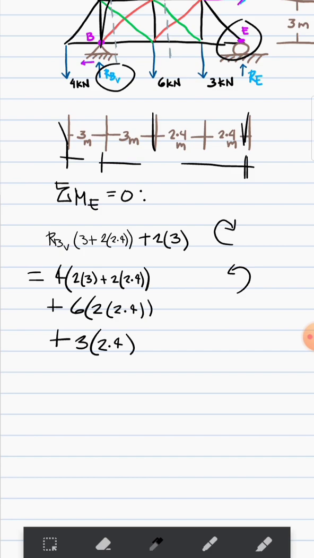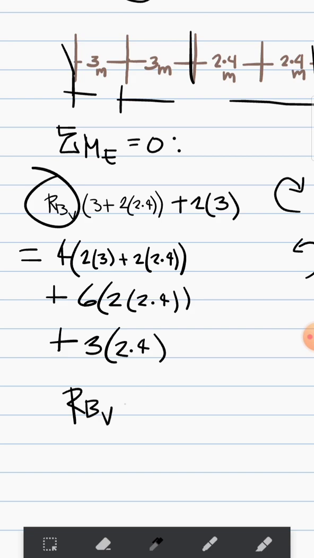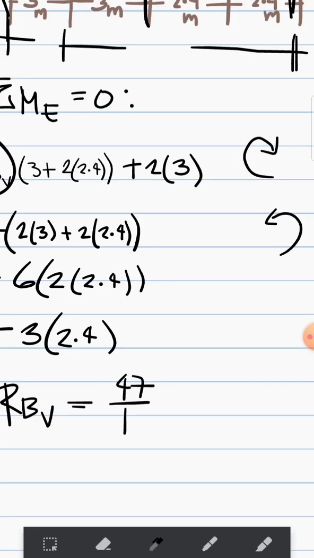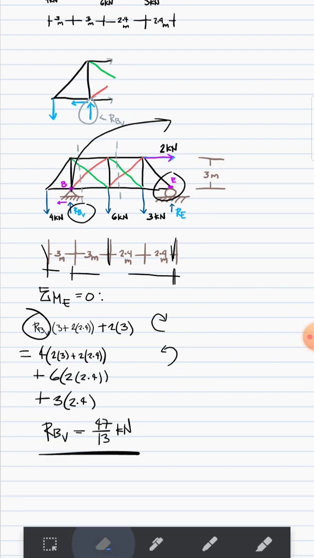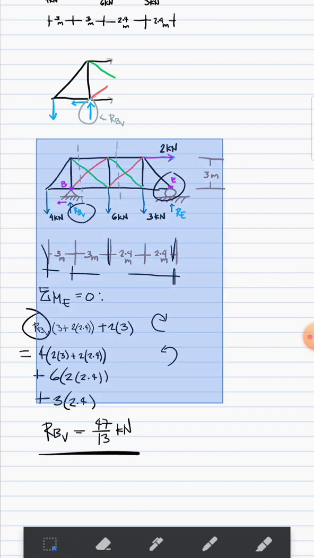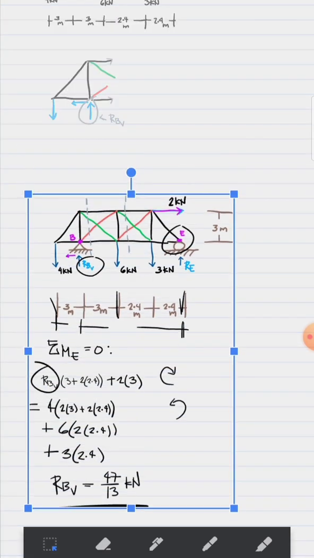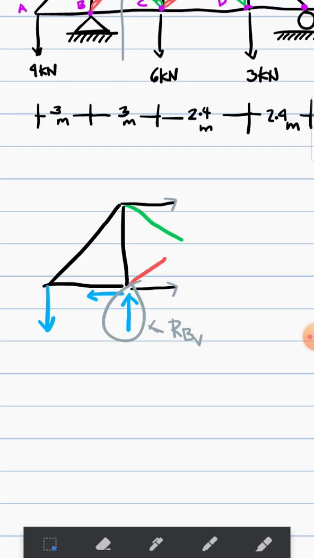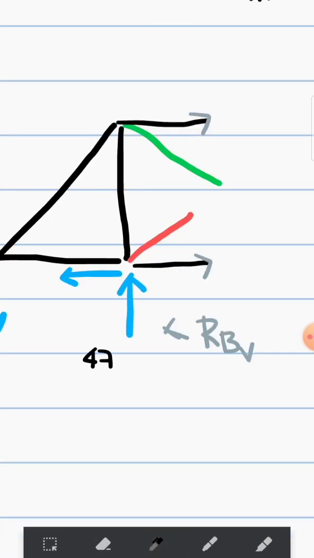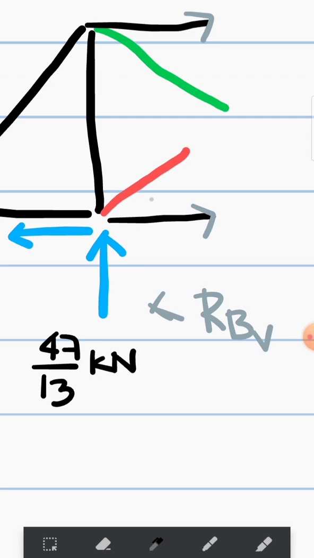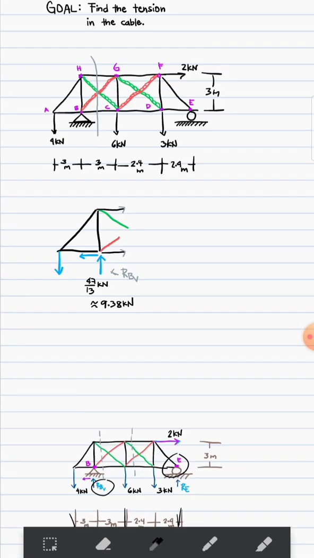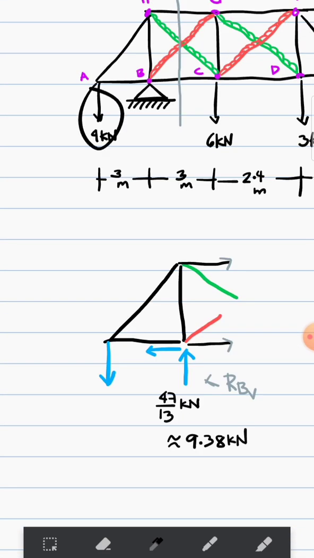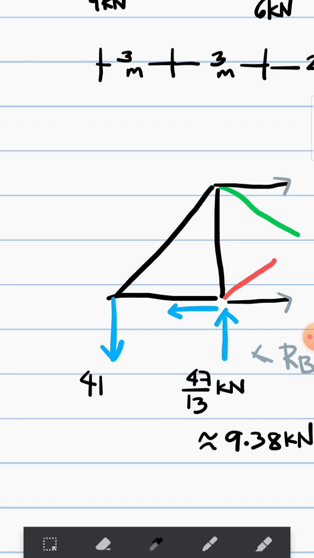All right, and since our only unknown here is RBV, it turns out to be 47 over 13 kilonewtons. Now that we have that 47 over 13 magnitude force at RBV, we'll go back and put that right here, 47 over 13 kN. Or in decimal, that's about 9.38 kilonewtons. And this right here is exactly 4 kilonewtons.